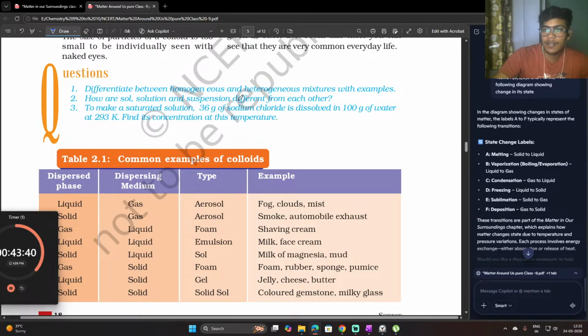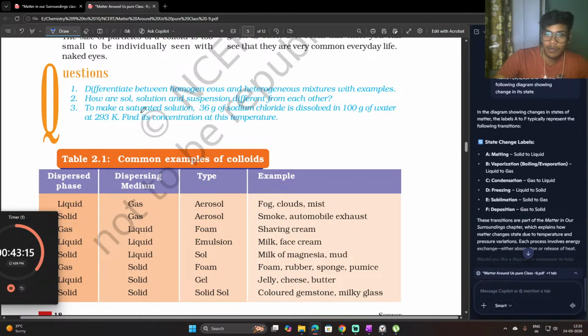Differentiate between homogeneous and heterogeneous mixture with example. Okay, you can do that. How are solution, solute and sol... How are solution, sol and suspension... Okay, here is a mistake in the question. It should be: how are solution, colloids and suspension different from each other?